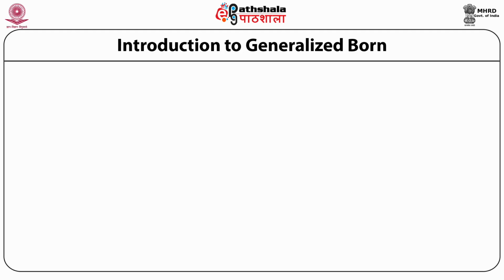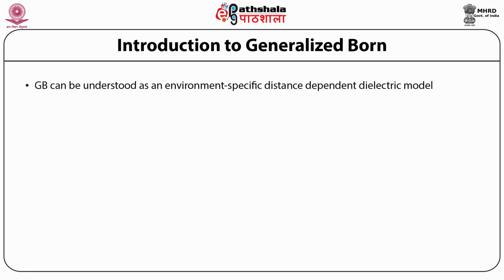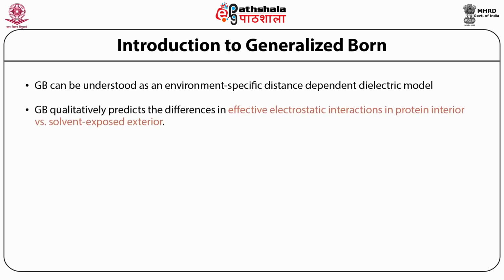Now, there are two different kinds of approximation I would introduce after I talk about the solvent exposed exterior and interior. One is called the generalized Born approximation, which is understandable if we understand the environment specific, distance dependent dielectric model. That means this GB qualitatively predicts the difference of effective electrostatic potential in the protein interior versus the solvent exposed exterior. If we have many trajectories of a protein or DNA structure, the number of solvent molecules would change on the exposed areas at least.